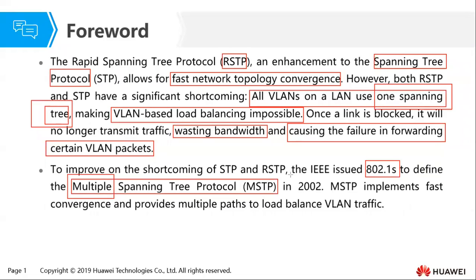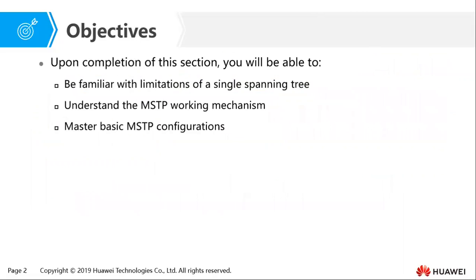So MSTP equally implements fast convergence. In fact, when it comes to convergence, it operates similarly to RSTP. Port states, everything the same, and it also provides multiple paths in order to load balance VLAN traffic. So we're going to understand some of those few things that we've read here in the foreword.